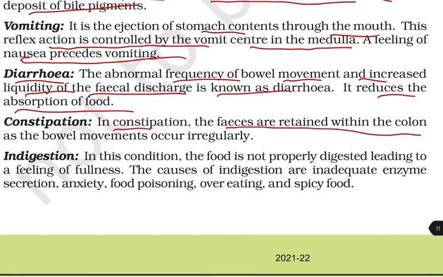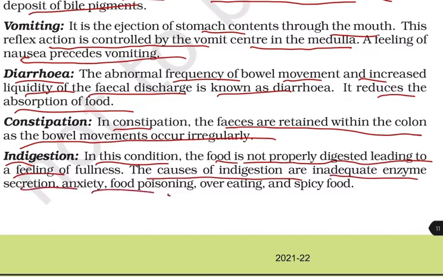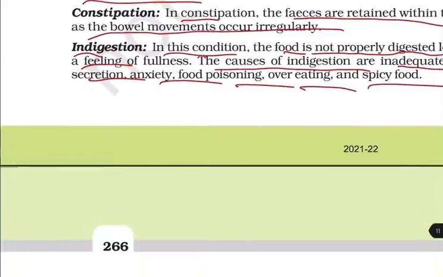Constipation. In constipation, the feces are retained within the colon as the bowel movement occurs irregularly. Indigestion. In this condition, the food is not properly digested, leading to a feeling of fullness, and the causes of indigestion are inadequate enzyme secretion, anxiety, food poisoning, overeating, and spicy food.